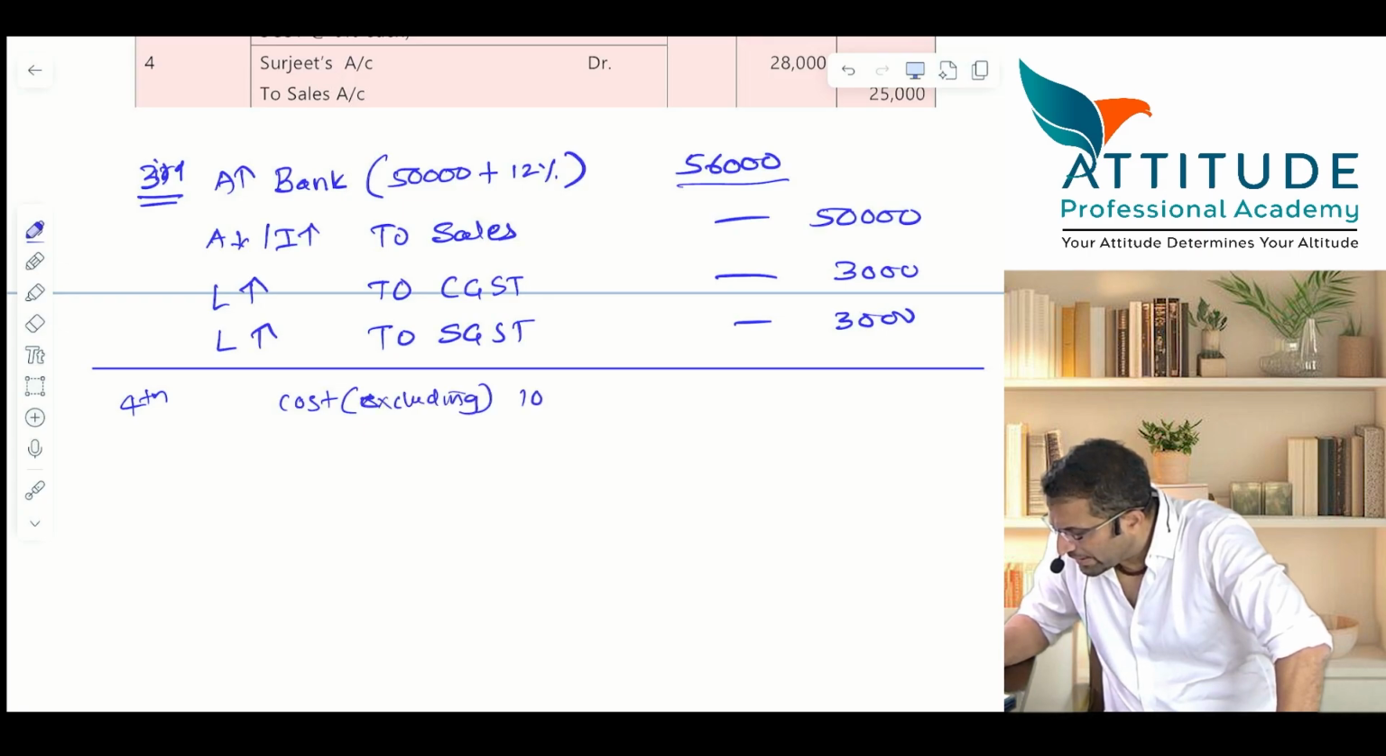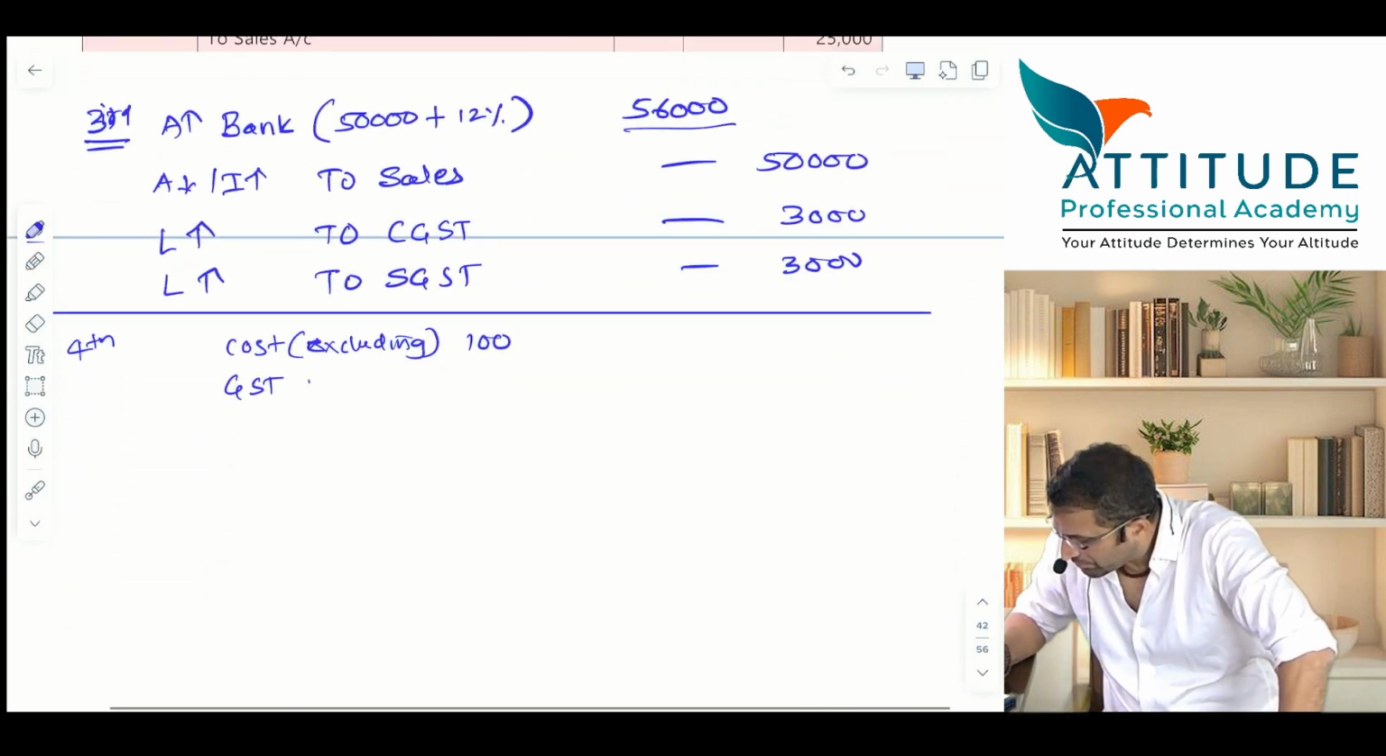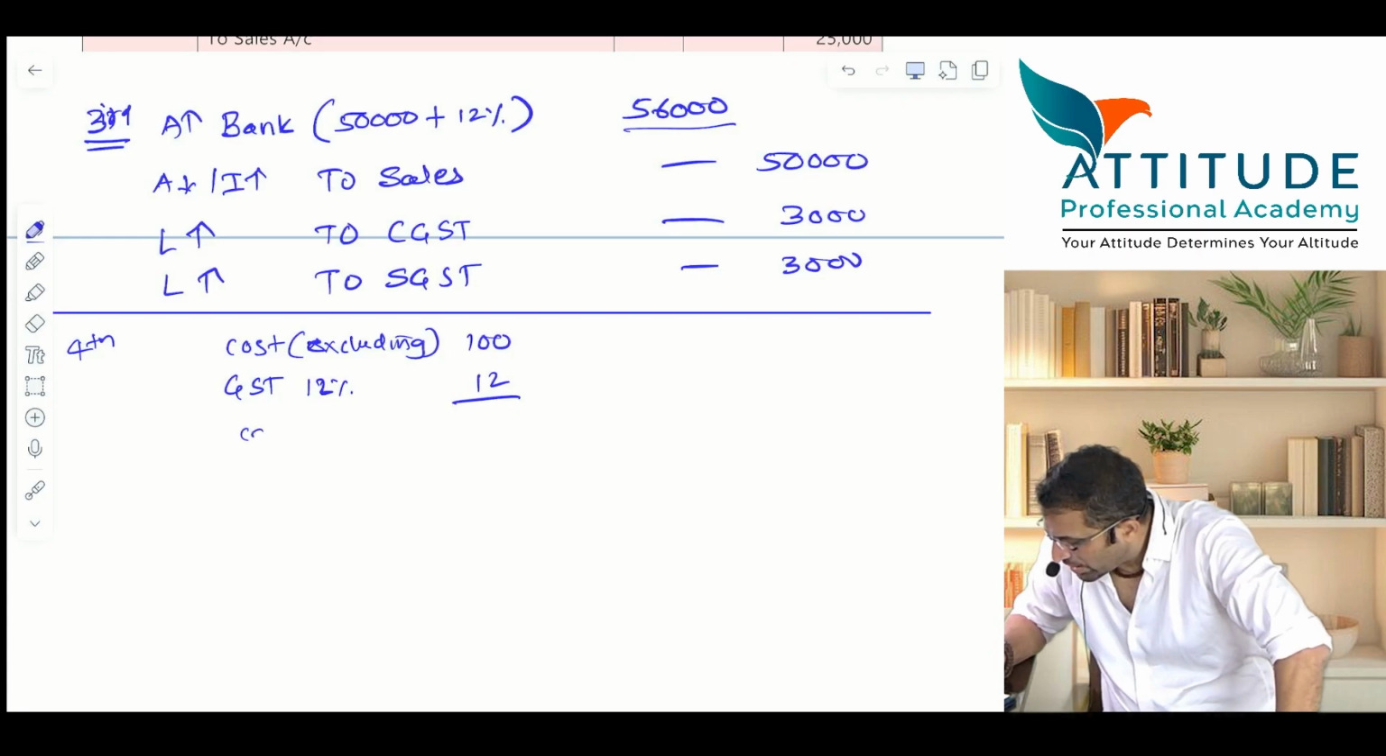I'm doing it in detail. It is 100. How much is GST? 12%, 6% each, so 12%. So 12, so cost including is 112.